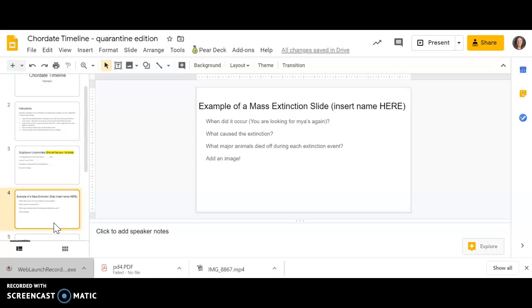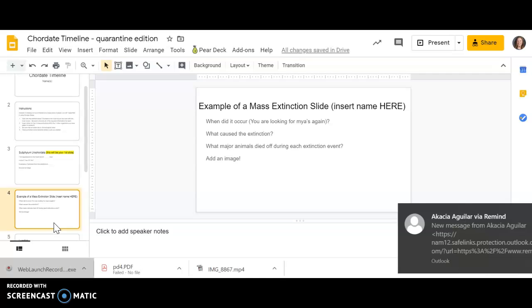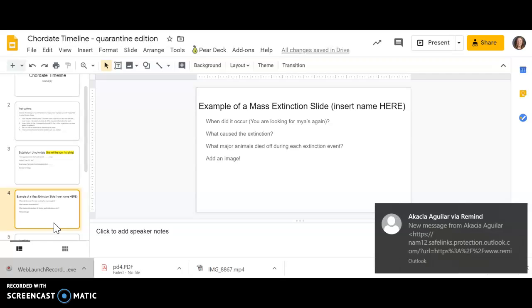And I've said add an image here. You can find an image of maybe some of the organisms that went extinct or what the land looked like during that time. But add something here to make it visually pleasing.